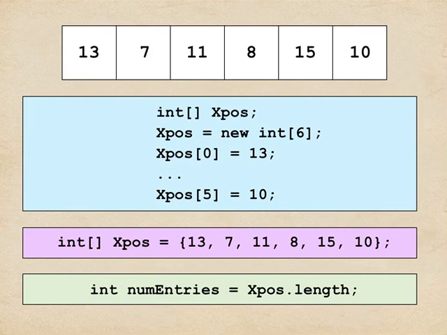Then one by one, we fill in xpos sub 0, xpos sub 1, all the way through to xpos sub 5. In the magenta box, I'm showing the shortcut. If we know we want 6 entries and we know these are the 6, we can just list them between curly braces at the time we declare the array. Finally, in the yellow box, remember you can find out the length of any array by naming the array, following it with a period, and the word length.